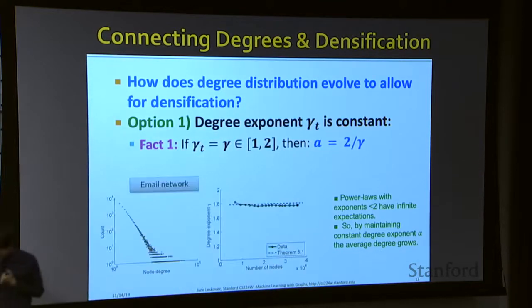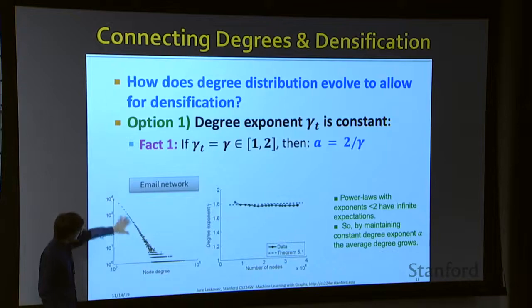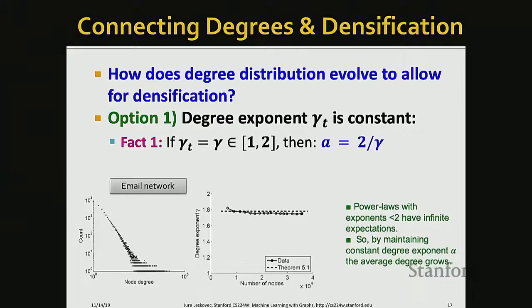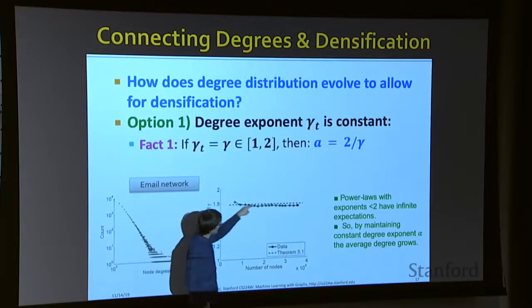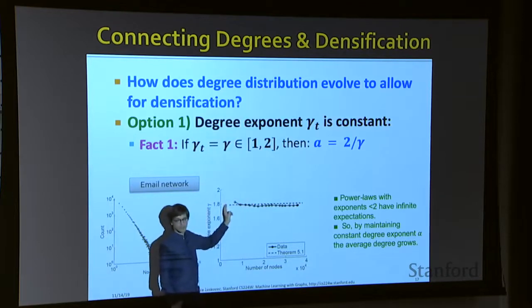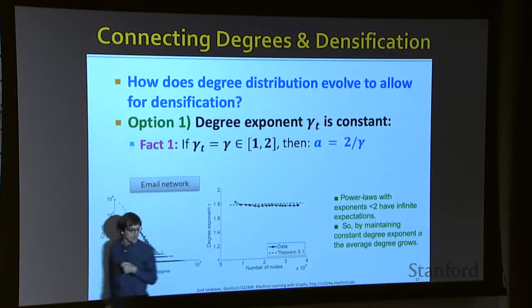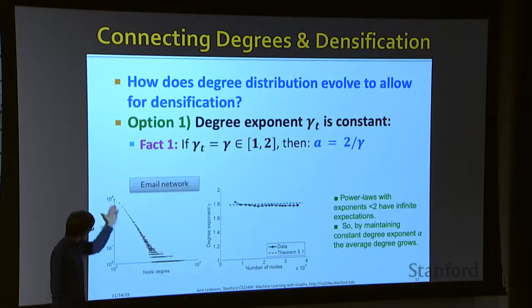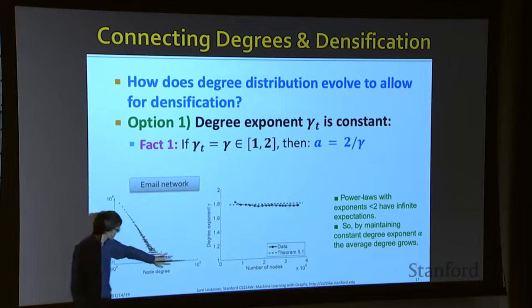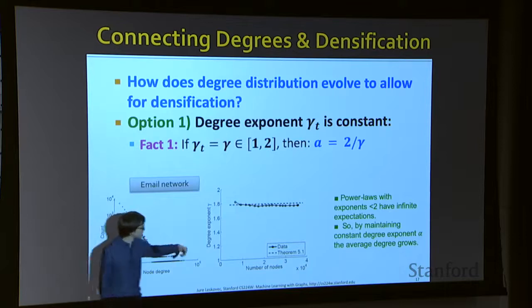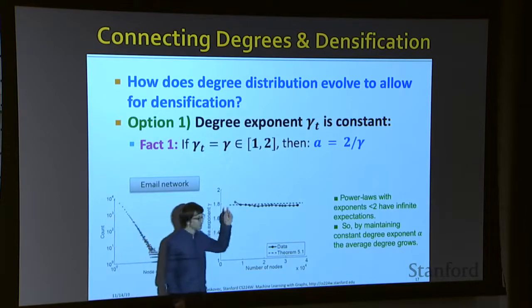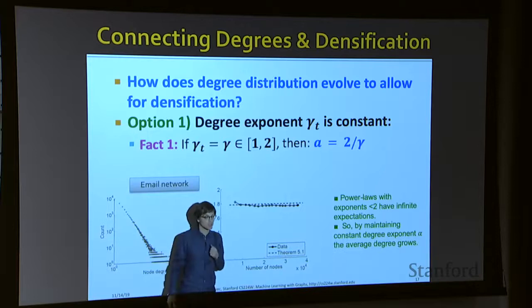To show you an example of this, here is the degree distribution of an email network. It has this straight line shape. The slope of this line is 1.8, and this 1.8 is maintained over time, but the network is still densifying because the degree distribution is very fat. There is so much mass in the tail that the high degree nodes keep increasing the average degree, even though the shape remains constant over time.